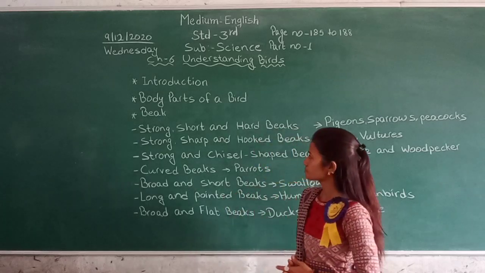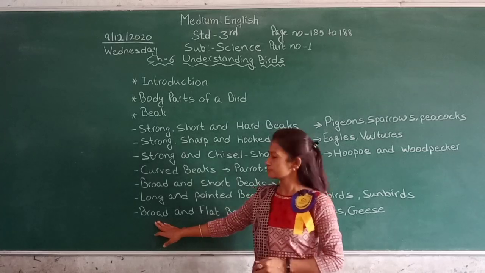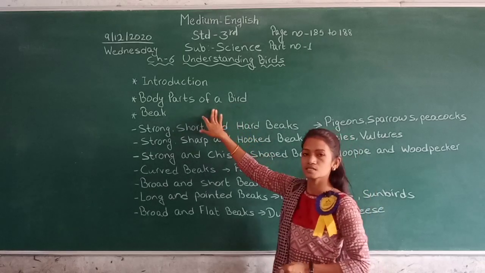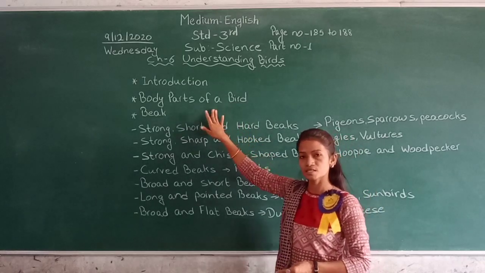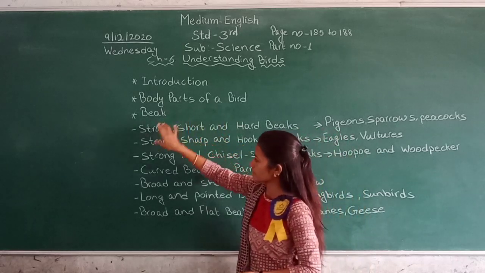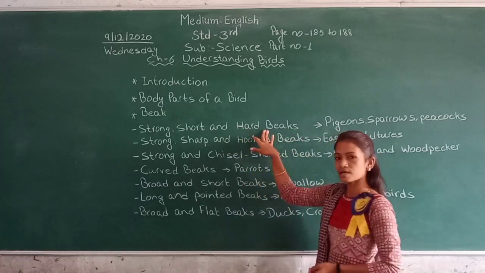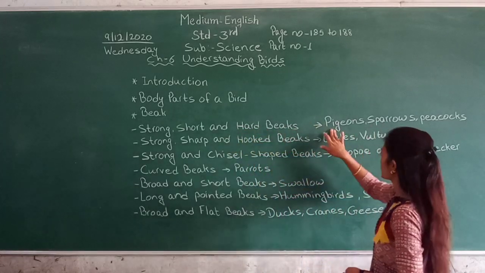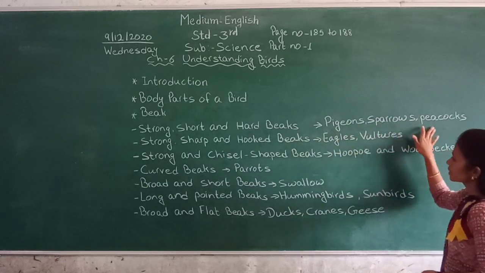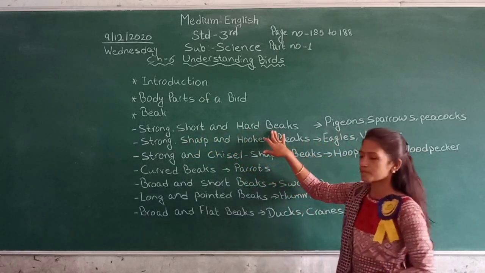So students, we learned all these in this video. The body parts of a bird consist of head, wings, tail and legs. Beaks, how many types? Strong, short and hard beaks. Which birds have these types of beaks? Pigeon, sparrow and peacock have strong, short and hard beaks.